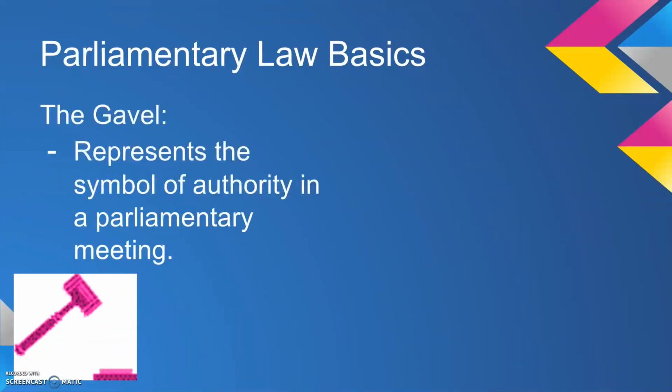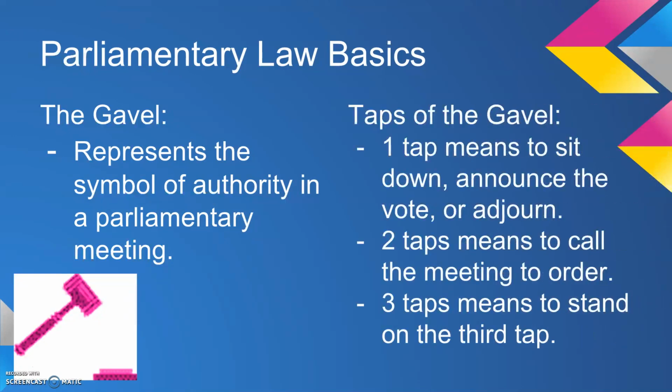The gavel. The gavel is the symbol of authority in a parliamentary meeting. So just like a judge in a courtroom would have the gavel and that represents the authority of the judge, the president also controls the gavel. So there's several different taps of the gavel, and they all mean different things. One tap of the gavel could mean a couple different things. The first thing that it typically means is to sit down.